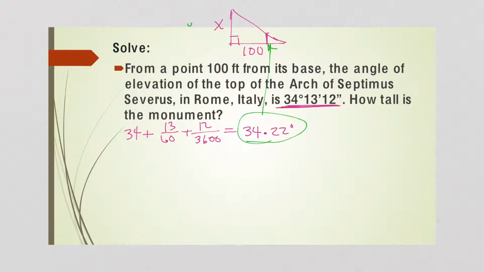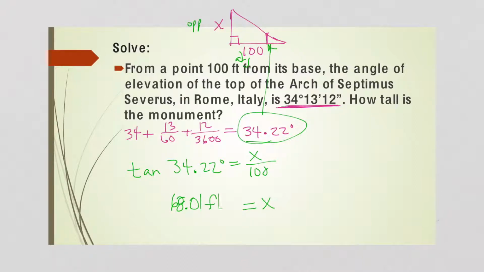Now this is my opposite side. This is my adjacent side. So because I have opposite and adjacent, I'm going to say the tangent of 34.22 degrees equals x, opposite, over 100. Multiply both sides by 100 and I get x equals 68.01 feet is how tall we get for the Arch of Septimus Severus.